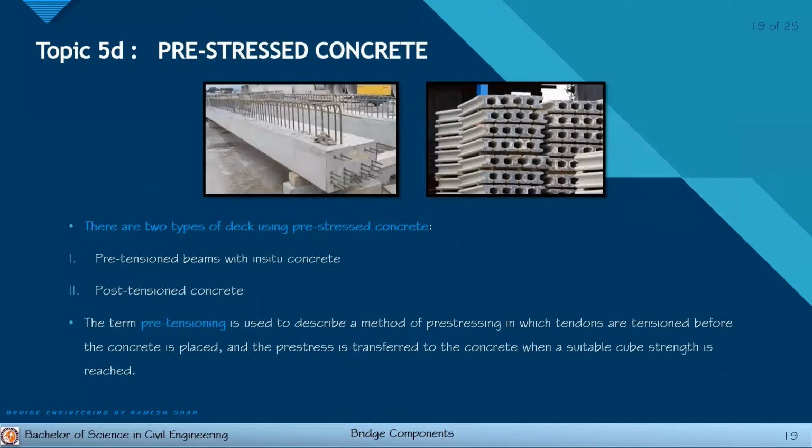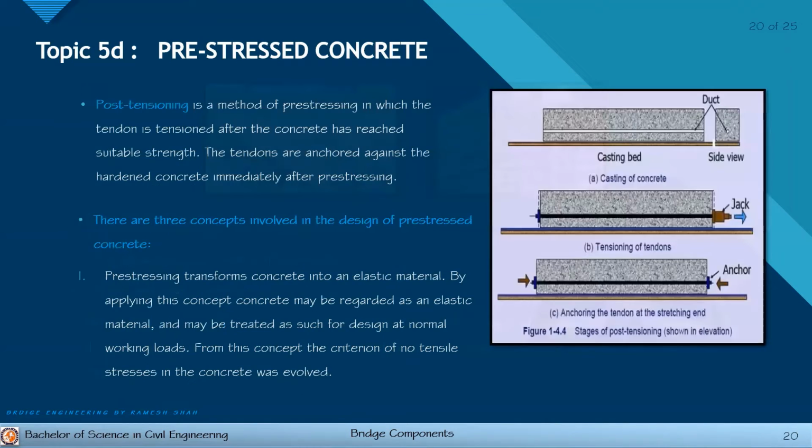So, there are 2 types of deck using pre-stressed concrete. Pre-tension beams with in situ concrete, post-tension concrete. So later we will discuss that one. Ito na pala. The term pre-tensioning is used to describe a method of pre-stressing in which tendons are tensioned before the concrete is placed, and the pre-stress is transferred to the concrete when a suitable cube strength is reached. So, proceed muna tayo siguro sa post-tensioning.